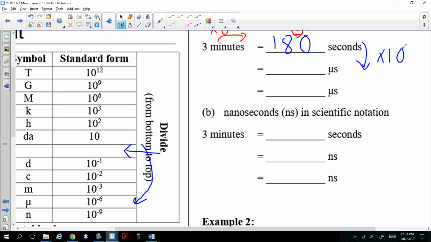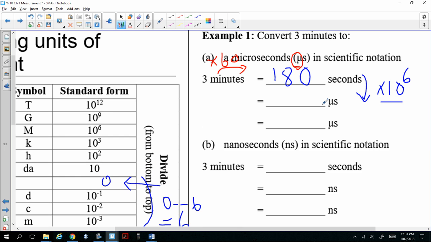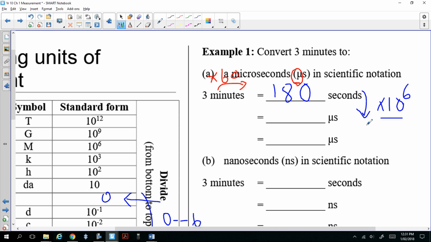Actually, you multiply by 10 to the power of 6 because you find the difference. That's a negative 6, and that's level 0. So you go 0 minus negative 6, and that becomes positive 6. So you multiply by 10 to the power of 6, which you can do on your calculator. Actually, you don't even need to, because your final answer is in scientific notation. So do 180 times 10 to the power of 6. But that's not in scientific notation yet.